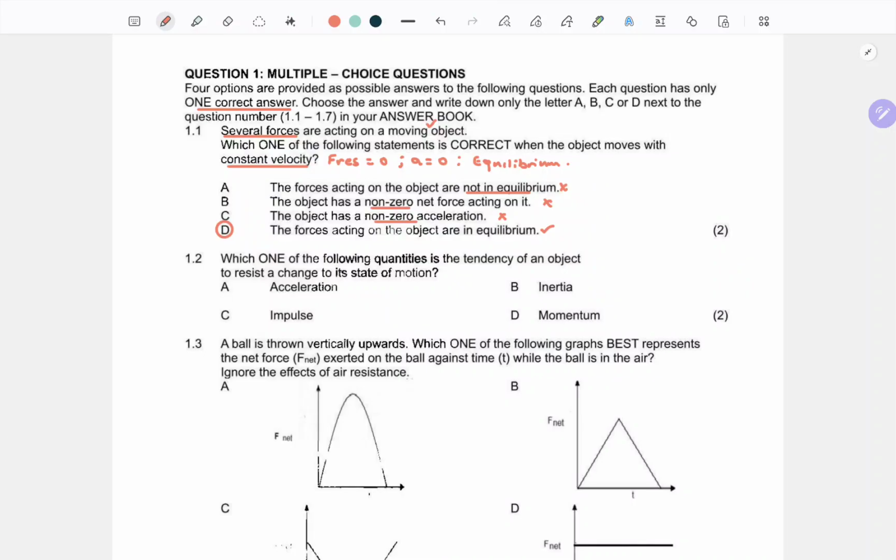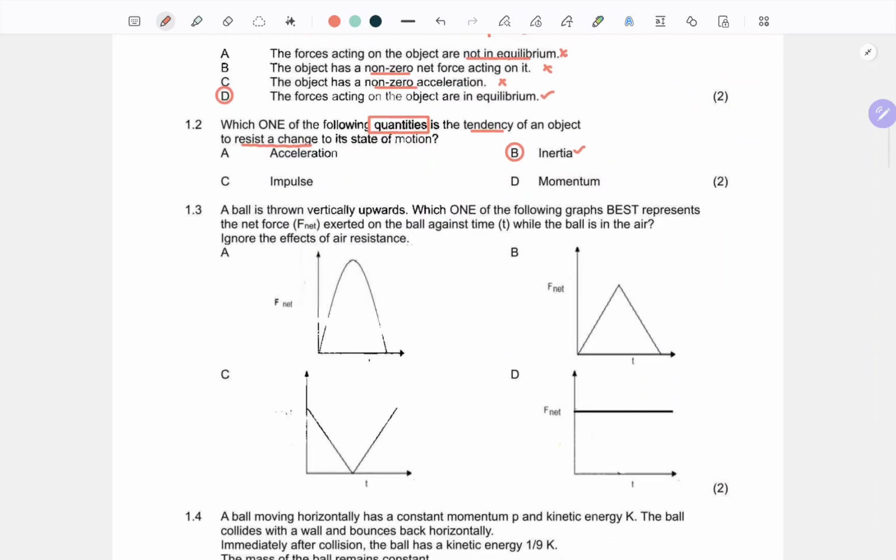Now, which one of the following quantities? Remember, in physics, we've got two types. We've got vector quantities and scalar quantities. So which one are we talking about? Which one of the following quantities is the tendency of an object to resist change in its state of motion? That's inertia. So this is straightforward Newton's first law of motion. So it's either you know or you don't.